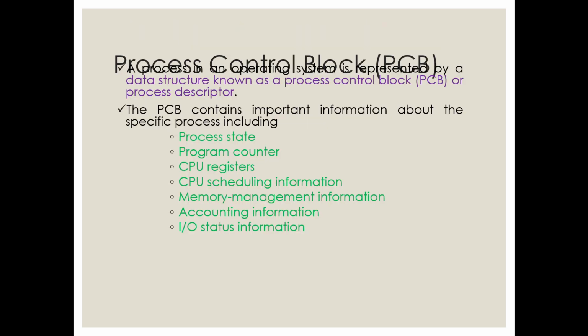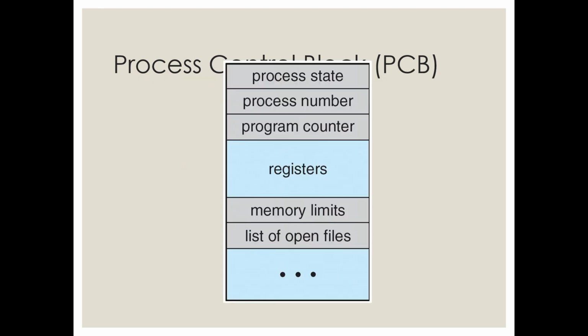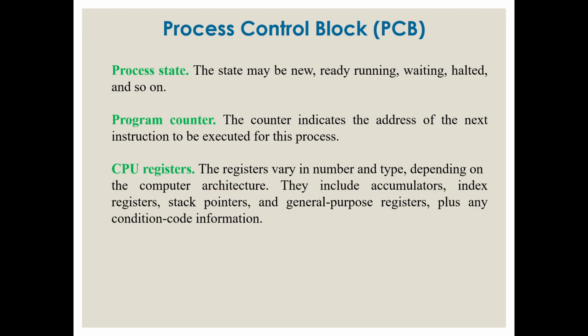Process control block, PCB. The PCB contains important information about the specific process, including process state, program counter, CPU registers, CPU scheduling information, memory management information, accounting information, input output status information. Now we see the process control block in a diagram: the process state, process number, program counter, registers, memory limits, list of open files.